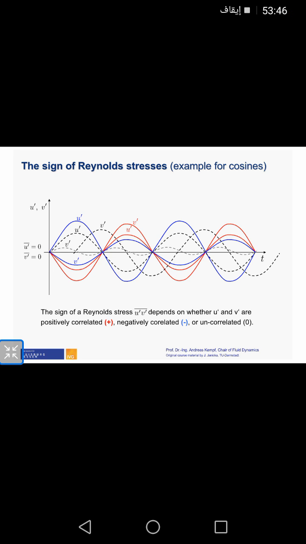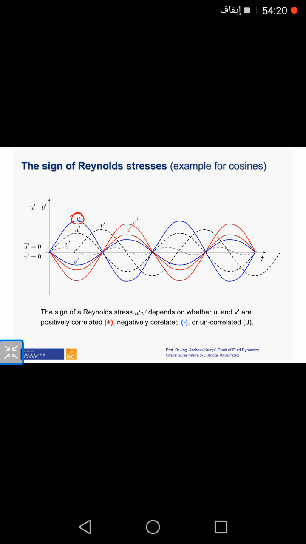Now let's think about the sign of the Reynolds stresses. Here we see different profiles for velocity fluctuations. Here's a U prime, and here's a V prime. Here's another U prime that has been scaled down. Here's another V prime, and another V prime. If we want to look at the mean of U prime V prime, it depends very much on how U prime and V prime behave relative to each other.